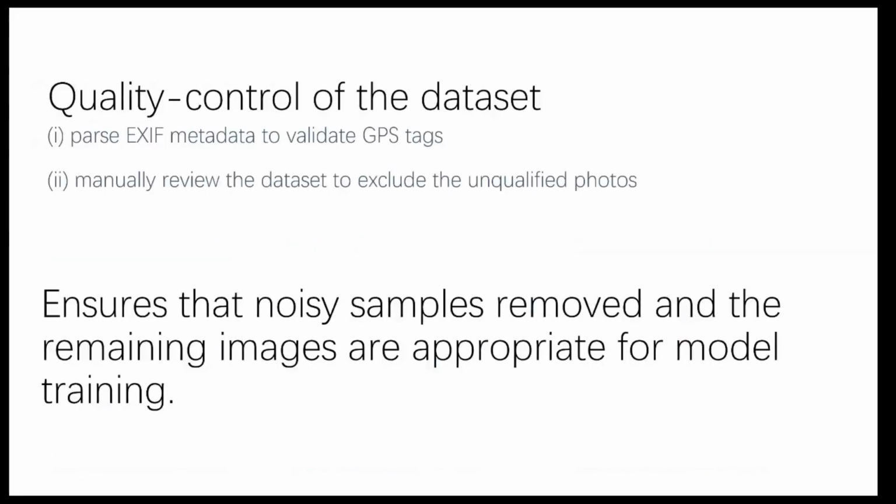To make this process reliable, we manually reviewed the dataset after extracting and verifying GPS information from the image's EXIF metadata. This ensures that only visually informative, view-aligned samples were retained for training. Overall, this quality control step helped remove noisy samples and ensure that the remaining images provide clear and meaningful visual signals for model training.